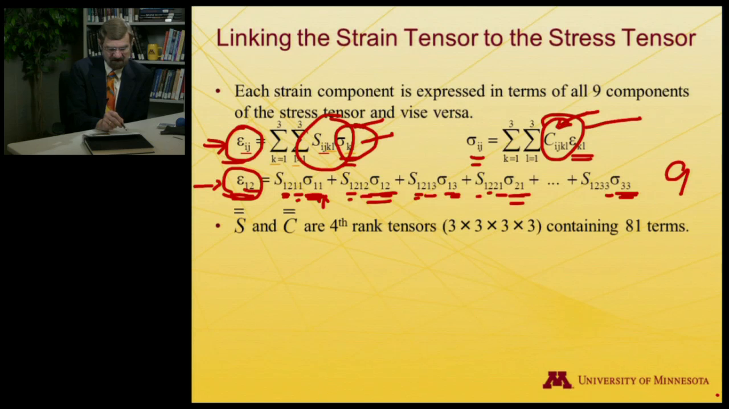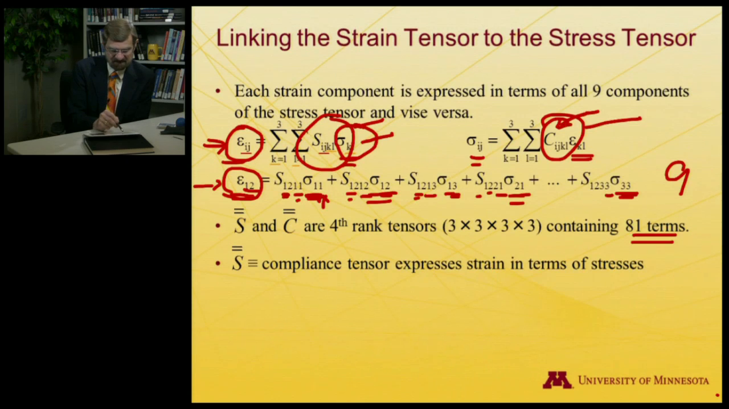Well, I'm going to write them, they're fourth rank tensors. I'm going to write them by indicating two little bars above the S and above the C to indicate that they're fourth rank tensors. They're arrays that are 3 by 3 by 3 by 3. That means they're four-dimensional, so I'm not going to draw it for you. And if you multiply that out, it means that they contain 81 terms. So there's a lot of bookkeeping that's going to go on to try to get coupling between stresses and strains in a three-dimensional universe.